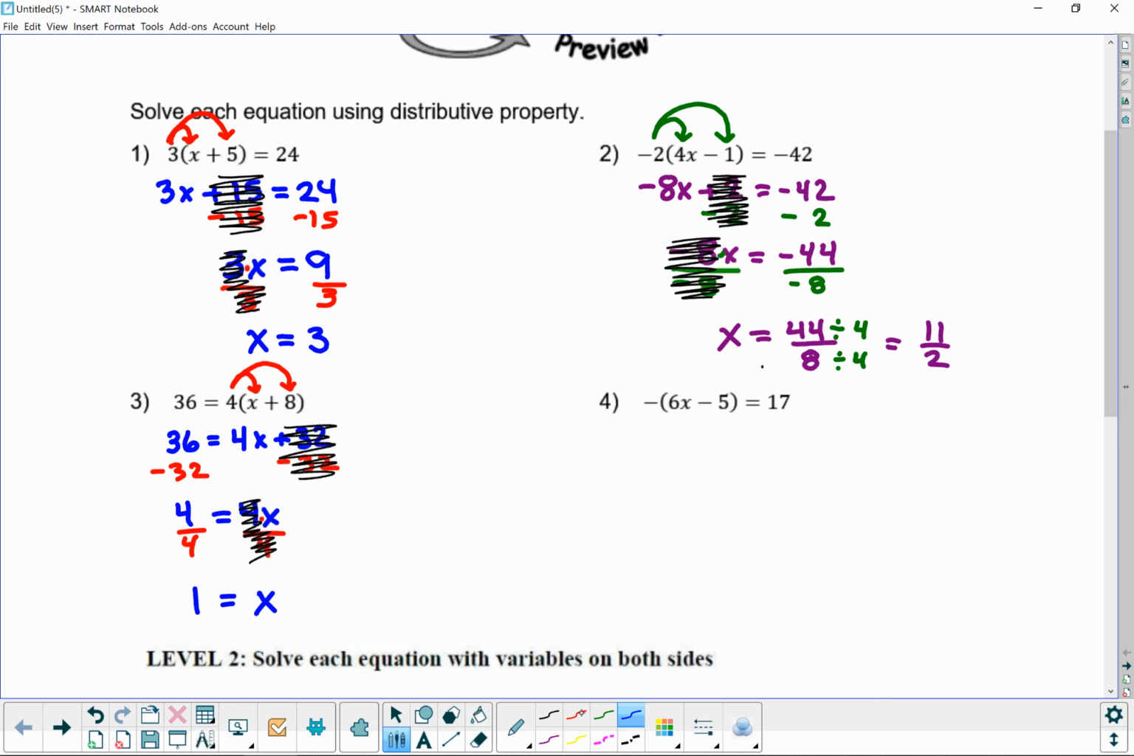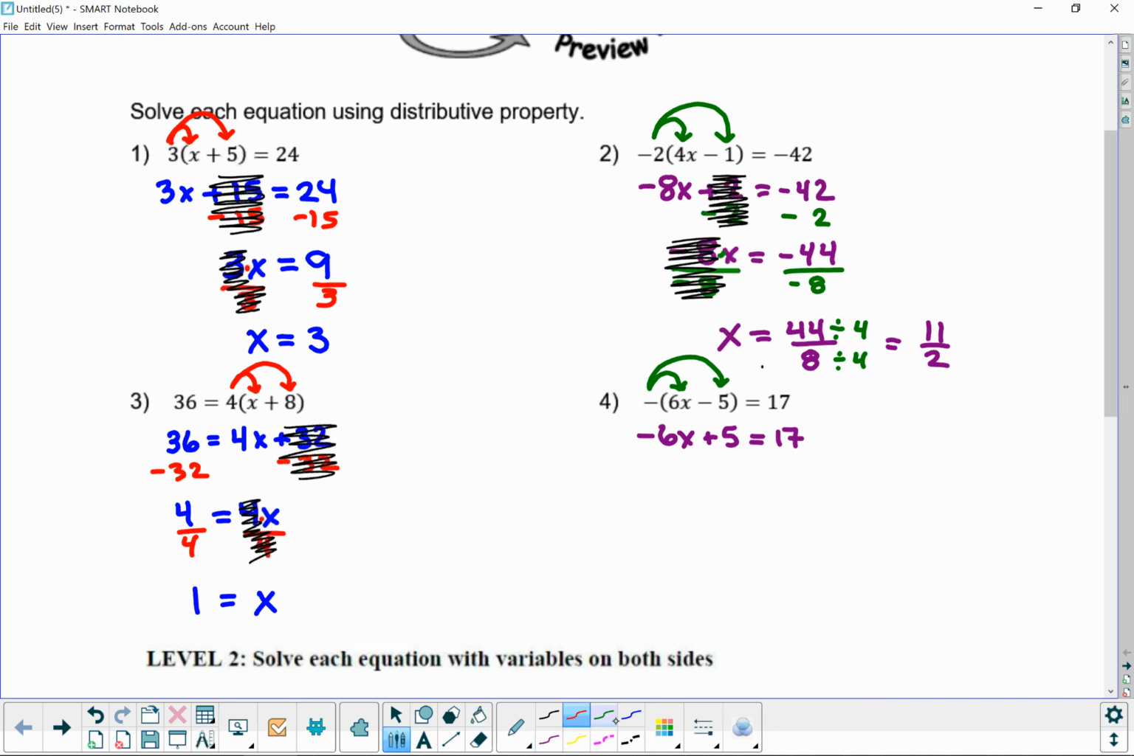Okay, next one. We use green and purple again. Negative 6x. Okay, and the negative just represents a negative 1. So negative 1 times 6x and negative 1 times negative 5. So just think of it like that if you're not sure. But that gives you negative 6x and positive 5. That's going to equal 17.